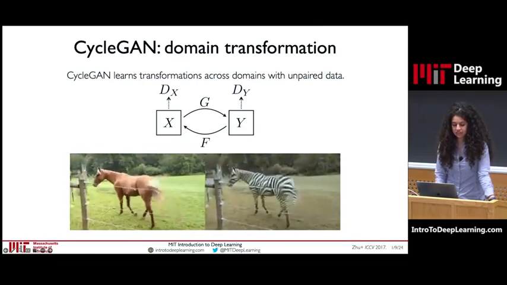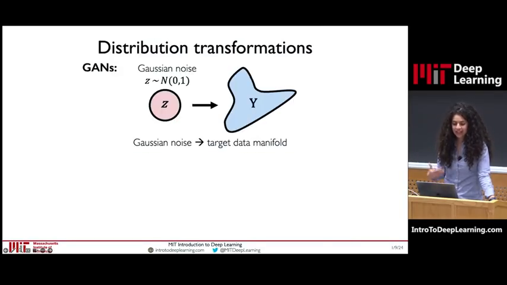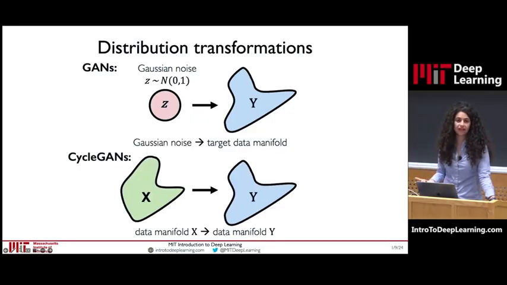Again, I think that this concept of now domain translation, domain transformation gets at this notion that GANs are very effective ways to basically learn transformations of data distributions. We can go from learning a transformation from Gaussian noise to our target data distribution, or with cycloGANs from one data space X to a target data space Y and back, right?